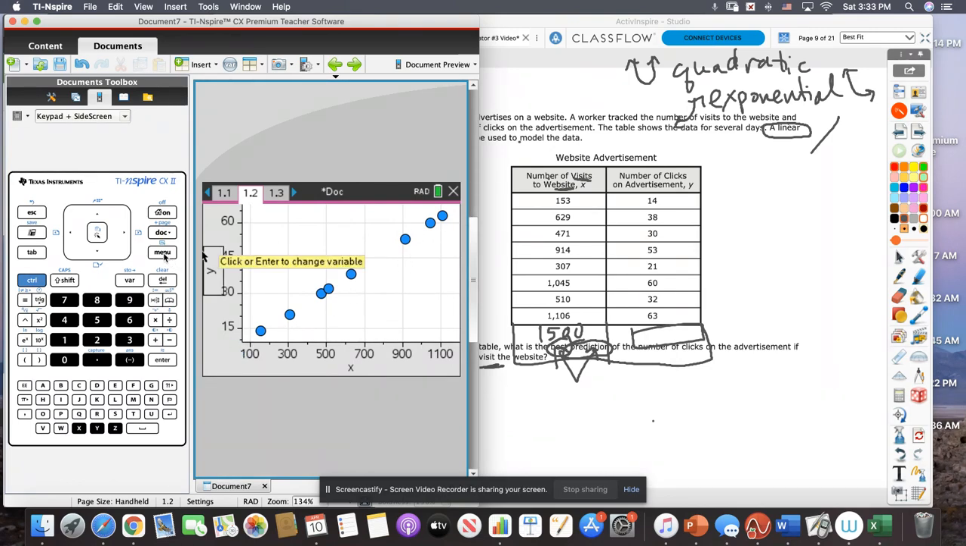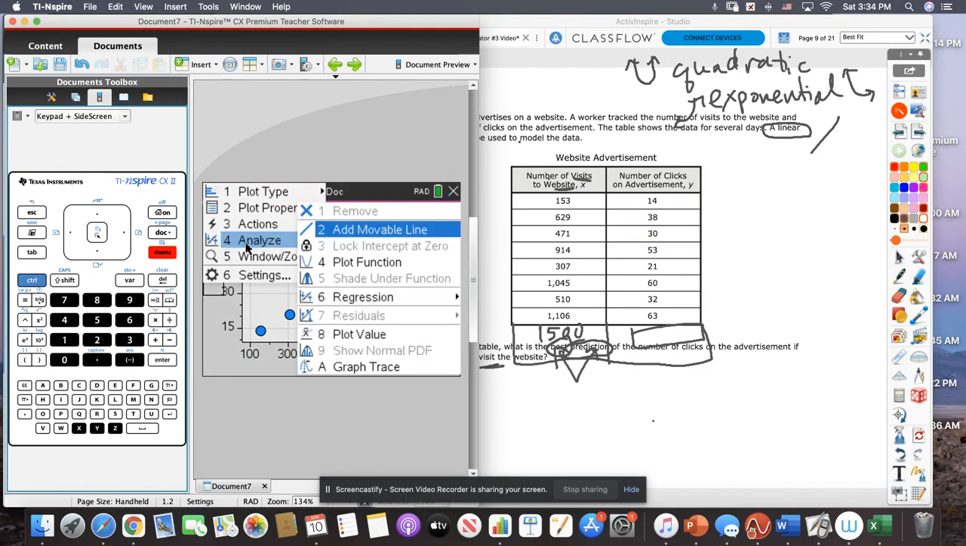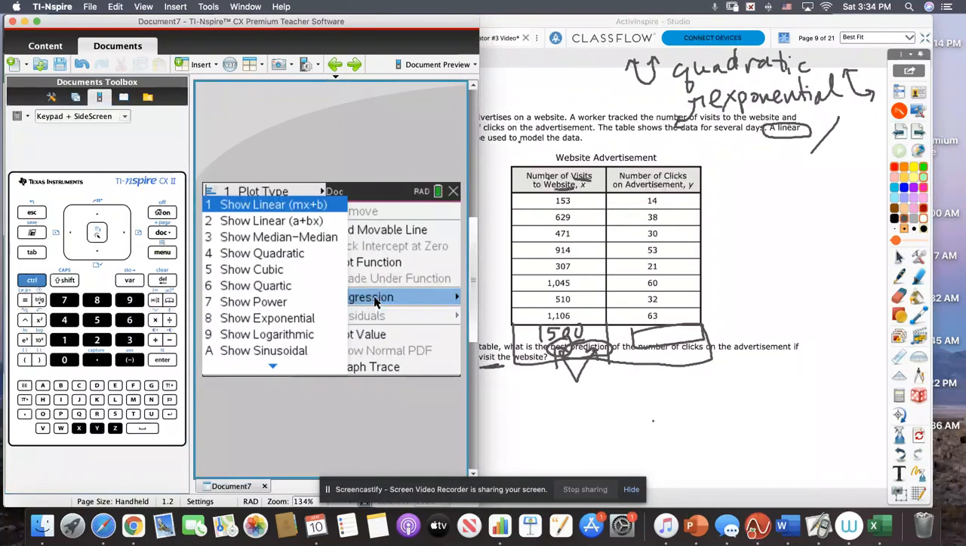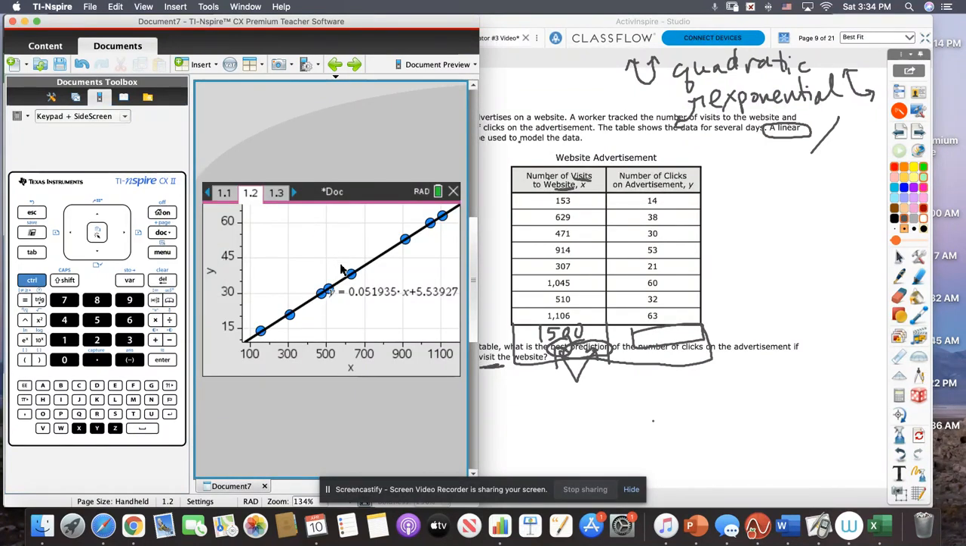Okay, and if I hit menu, analyze, and I run that regression, same thing we were doing before with stat calculation and linear, it'll show me the line that goes through these points, but not all of these points are perfectly on that line. See, this one's down a little bit because this is collected data. So it's running the best fit line through those points. All right, let's look at the next example.